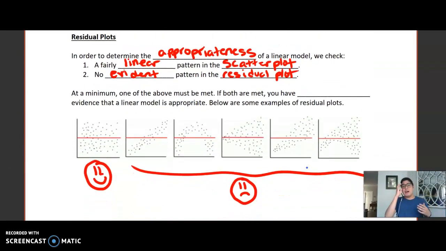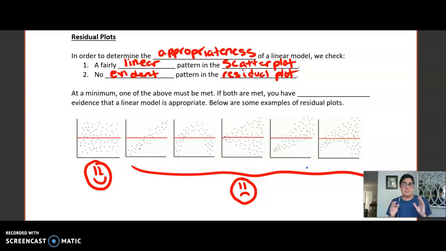Now, residual plots. In order to determine the appropriateness of a linear model, we need to check two conditions. The first being that there's a fairly linear pattern in the scatter plot. And the second thing we want is that there's no evident pattern in the residual plot. And we want our errors to be completely random and scattered, just because if our errors are being predicted, that might be an indication that our data can be modeled by a different function, because it's y minus y hat.